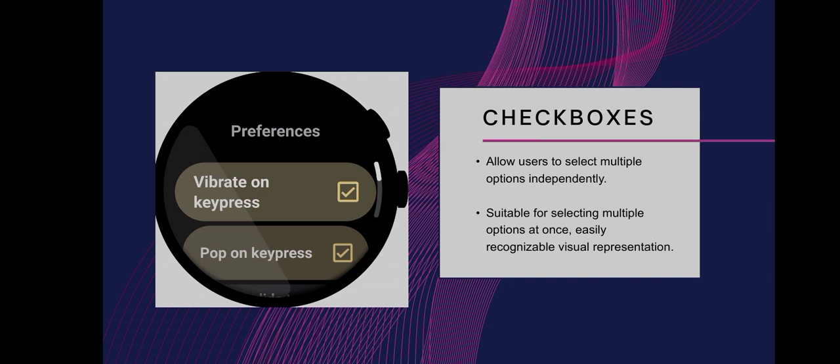So it's saying preferences, vibrate on key press, pop on key press, both are selected. So I want both options to be enabled. So I am selecting both. So these are the checkboxes. And for example, if there is a Google form and for one question there are 2 options, and we can select both, for that we are using checkboxes.